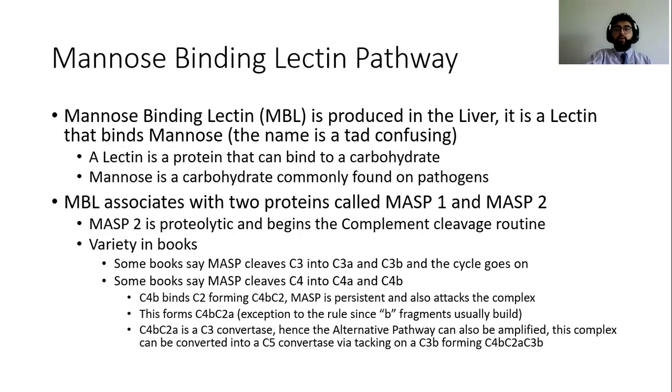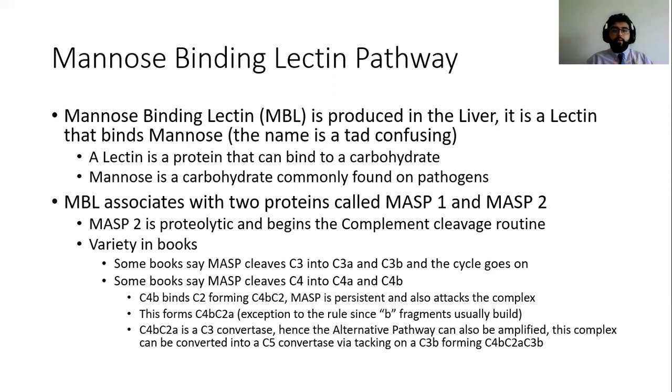So now we have another pathway called the mannose binding lectin pathway. Because it is a complement system, the end goal is again to make a membrane attack complex. However, the means in which it does it is different. And this means here is actually rather clever, and I'll tell you why.